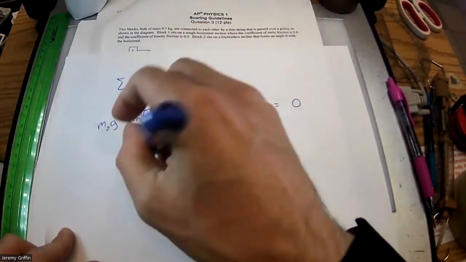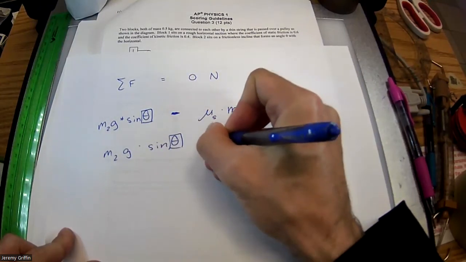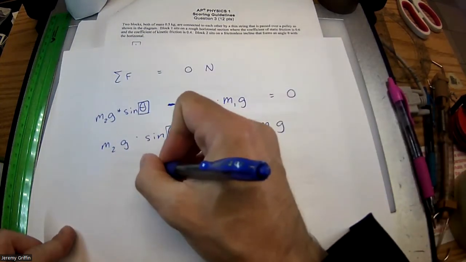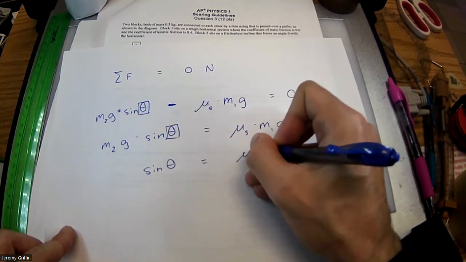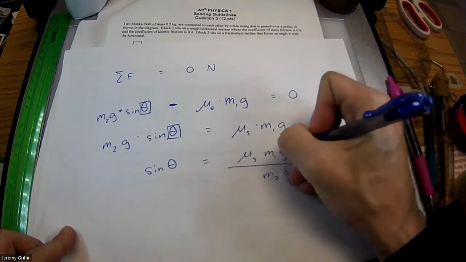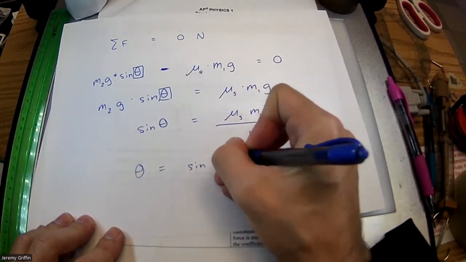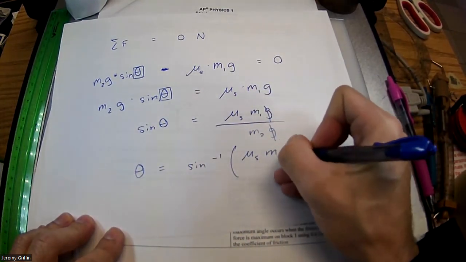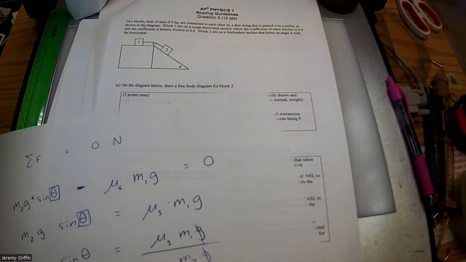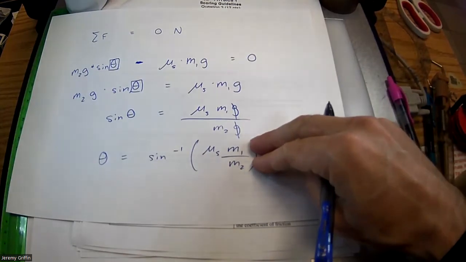Add this over. Okay, so m2g sine theta is equal to coefficient of friction times m1g. Sine of theta is this expression. Oh, the gravity of the planet cancels out, so that's kind of nice, right? Okay. Isn't theta just going to be inverse sine of the coefficient of static friction times the ratio of the masses, like that? Did they give you the masses? Oh, they're the same mass. So the ratio of the two masses would just be 1, right?